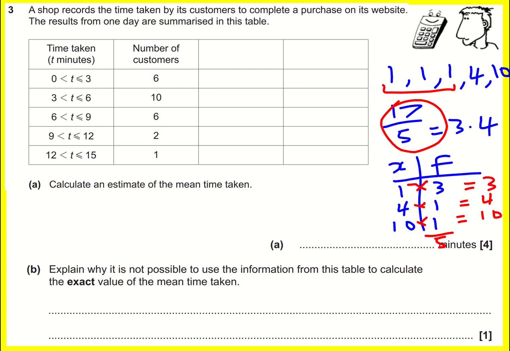Fast forward to grouped frequency. There's just an extra step needed for this, but actually it's very similar if you've understood that concept. We now have 6 customers between 0 and 3 minutes. Some of them might take 1 minute, some of them maybe are really close to 3, and so on. What if we averaged that out and said, maybe there's a number that I could treat all of this group as? And that's where we use the midpoint.